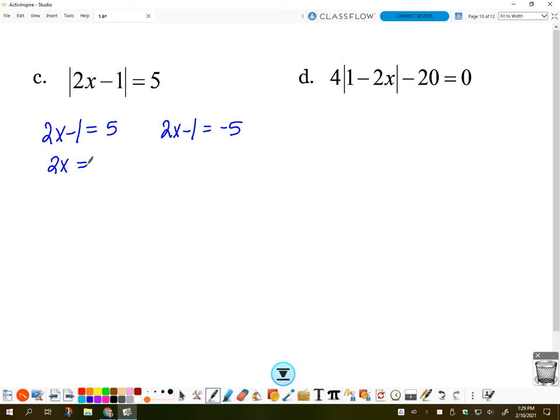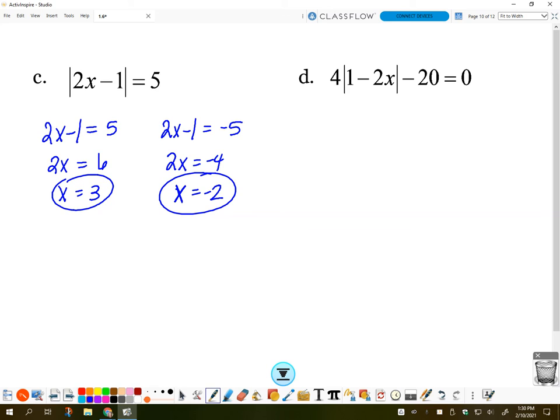So add 1, divide by 2. Here you're going to add 1, divide by 2. And we get two answers, 3 and negative 2.